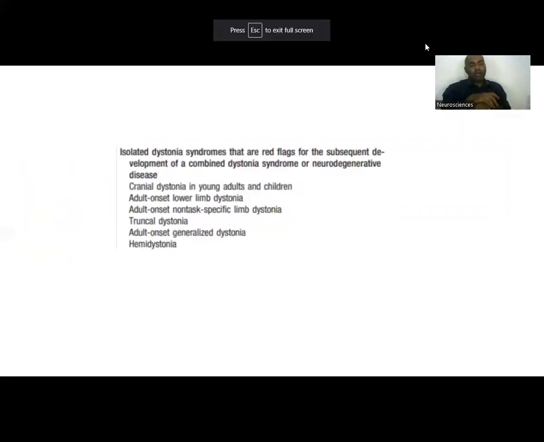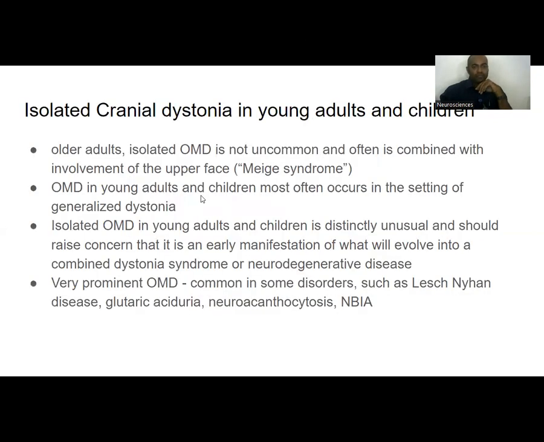So we saw this dystonia syndrome. We saw the early onset generalized dystonia. Then we saw the adult onset focal and segmental dystonias, the common dystonias. And there are certain dystonia syndromes which are red flags for the subsequent development of a combined dystonia syndrome or a risk factor for a neurodegenerative disorder. We'll come to some. So isolated cranial dystonia in young adults and children.